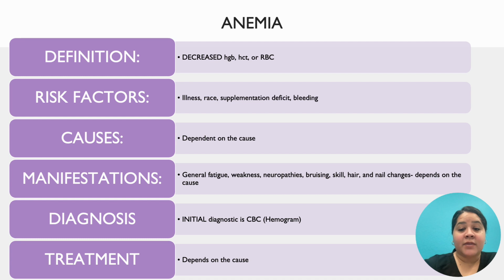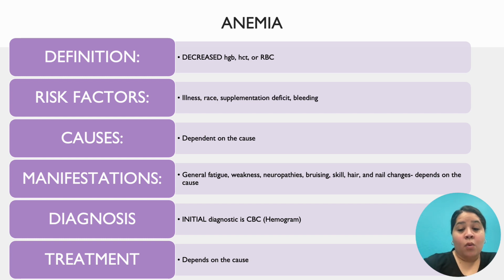When we look at the MCH, if it's low, then it's considered hypochromic. If it's high, it's considered hyperchromic. And if it's normal, it's considered normochromic. So the MCV, the mean corpuscular volume, looks at the size of the red blood cells, as opposed to the MCH, the mean corpuscular hemoglobin, which looks at the color of the red blood cells. All anemias in the entire world will be classified as something cytic and something chromic. And it's important to remember that.